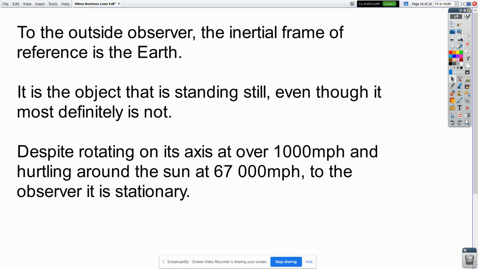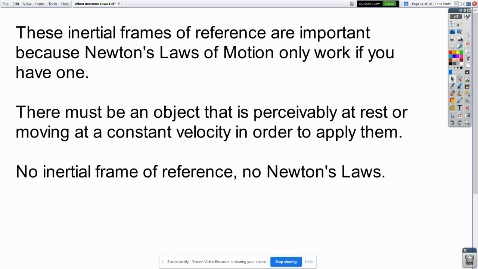Now, why is this inertial frame of reference so important? Newton's laws only work if you have one. Newton's laws require an inertial frame of reference for them to be applied. So when we talk about where Newton's laws apply, they apply in conditions where you have an inertial frame of reference. There is a perceived stationary object that the motion can be related to. If you have no inertial frame of reference, then there's no Newton's laws.